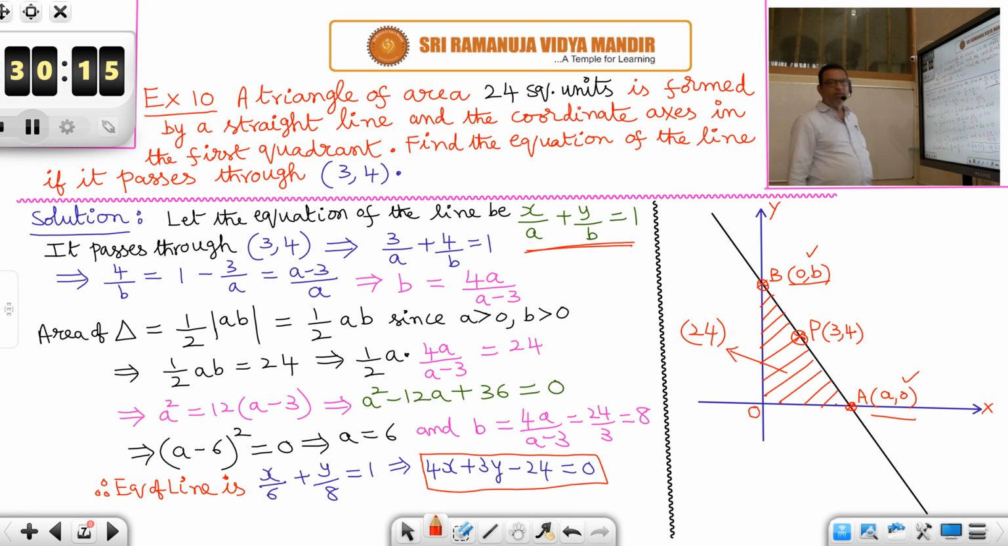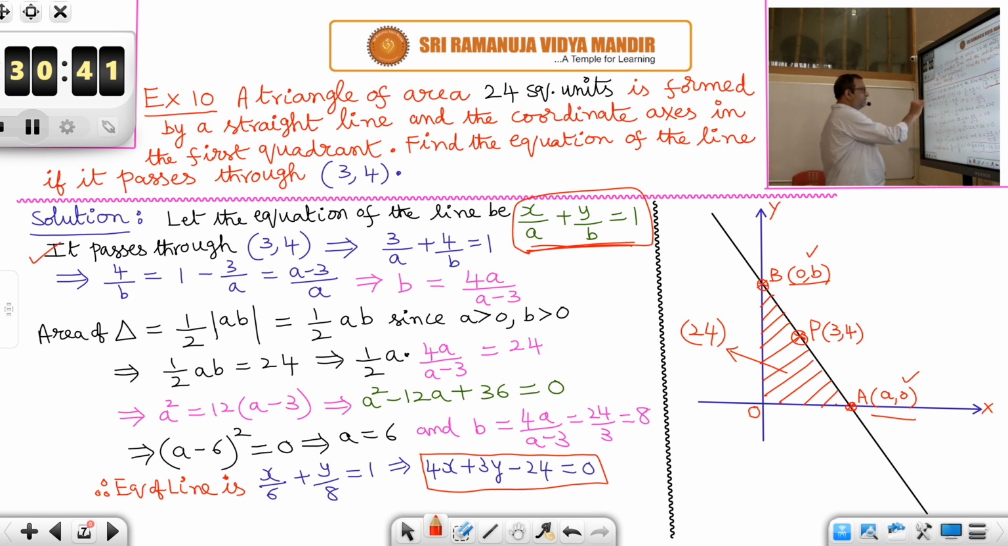So, it has to satisfy two conditions. What are they? It must pass through the point (3, 4), and it must form a triangle with the coordinate axis whose area must be equal to 24 square units. So, by using these two conditions, you will find the values of a and b, and hence you can find the equation of the line x by a plus y by b is equal to 1.